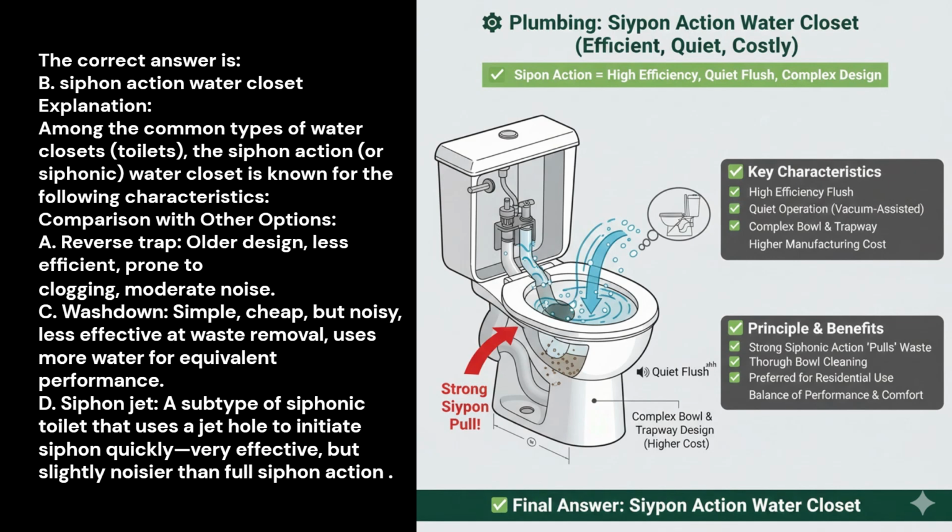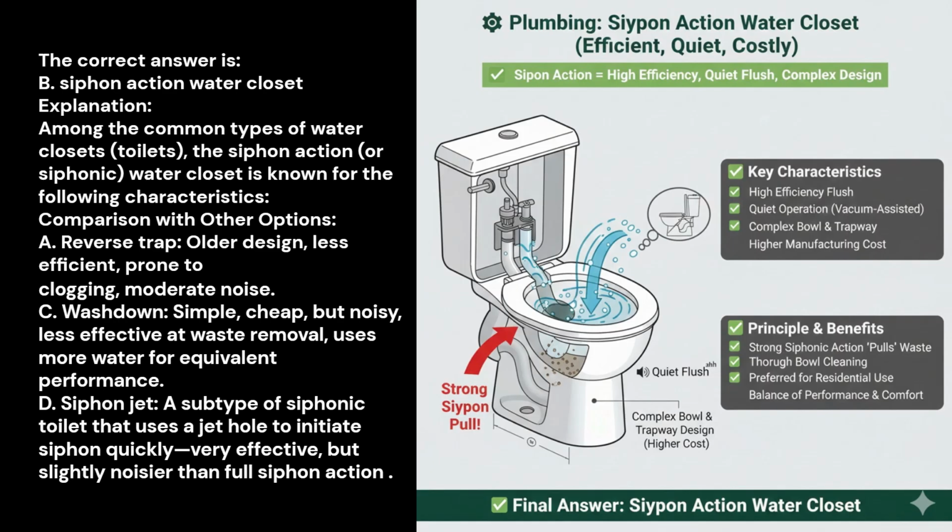Most expensive. The complex trapway design requires more precise manufacturing, often in one piece with a larger ceramic body, making it costlier than simpler models like washdown or basic reverse trap types. Comparison with other options. A. Reverse trap, older design, less efficient, prone to clogging, moderate noise. C. Washdown, simple, cheap, but noisy, less effective at waste removal, uses more water for equivalent performance. D. Siphon jet, a subtype of siphonic toilet that uses a jet hole to initiate siphon quickly, very effective, but slightly noisier than full siphon action and often less expensive than true siphon action models.